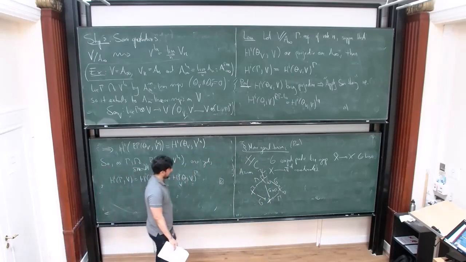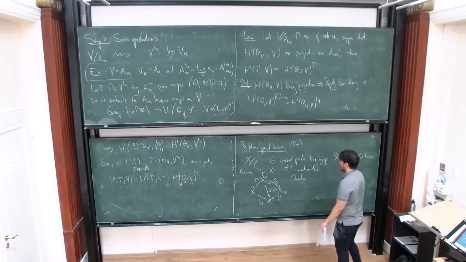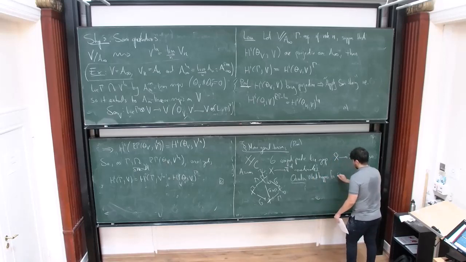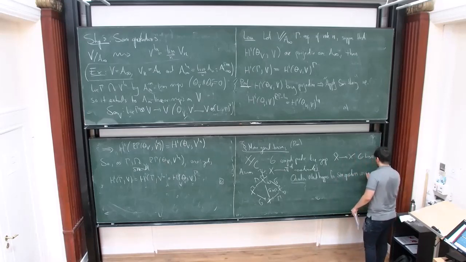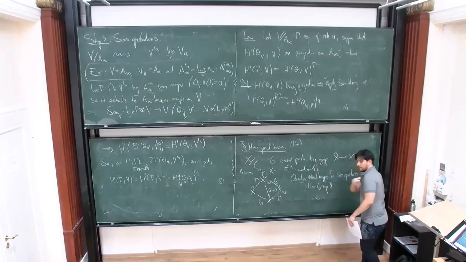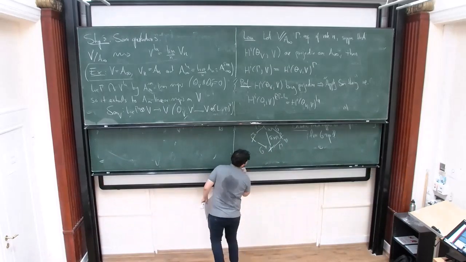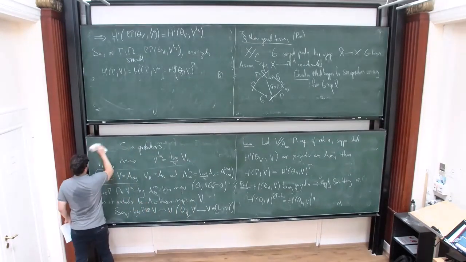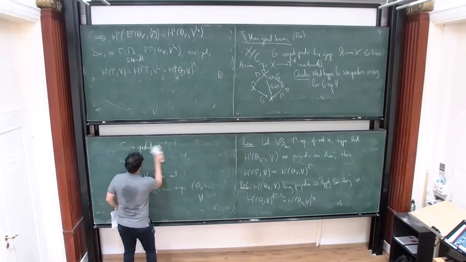Basically, we want to know what happens. So the question is, what happens for Sen operators from this perspective?